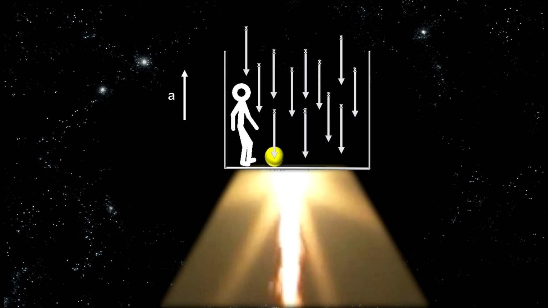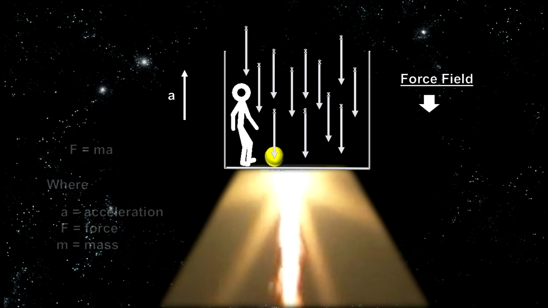of the elevator. In other words, at every point in space inside the elevator, a force is felt. This is a force field. The elevator's acceleration has created a force field inside the elevator. The acceleration of the ball follows Newton's second law of motion, that force equals mass times acceleration.